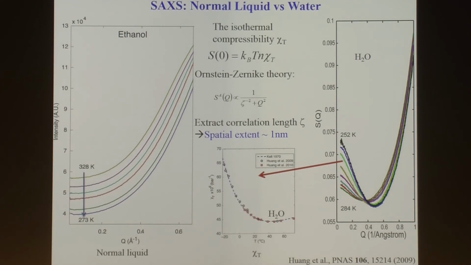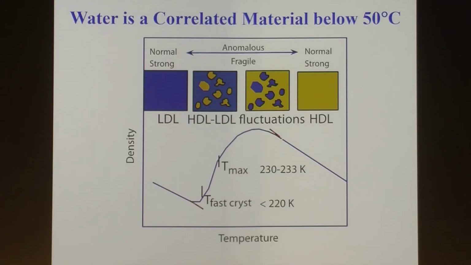But we can also interpret this increase in terms of a correlation length. And from the correlation length, we can get the size of the region where the density is different. And that's of the order 1 nanometer. So what we see is basically that water becomes a correlated material below about 50 degrees. What that means is that we get fluctuations that grow. And at ambient temperature, it's of the order of 1 nanometer. And as we supercool the liquid, they grow in size. But they're fluctuations. So water molecules trying to get into ice-like or tetrahedral hydrogen bonding situations and collapsing again.